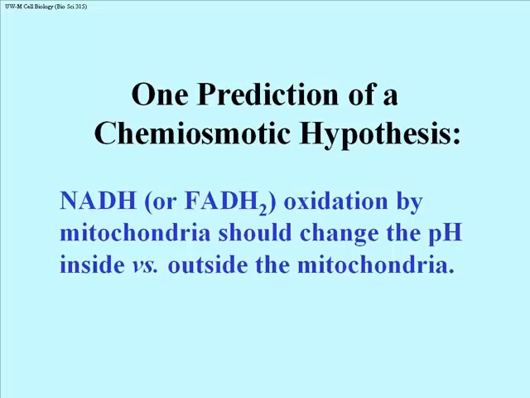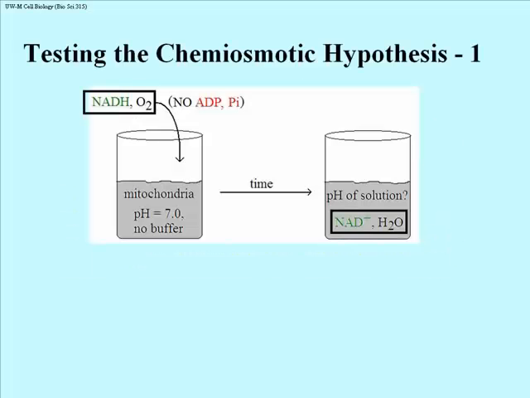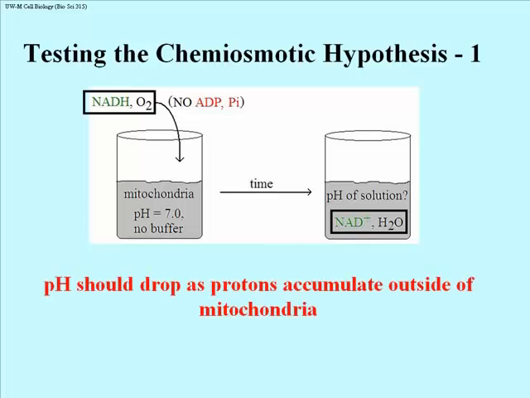Here's one prediction. When isolated mitochondria oxidize NADH, or FADH2, the pH of the solution around the mitochondria should change relative to inside the mitochondrion. Here's the test. If respiratory substrates are added to the mitochondria, specifically NADH and oxygen here, the pH of the solution outside the mitochondria should drop as the solution accumulates protons pumped out of the matrix.